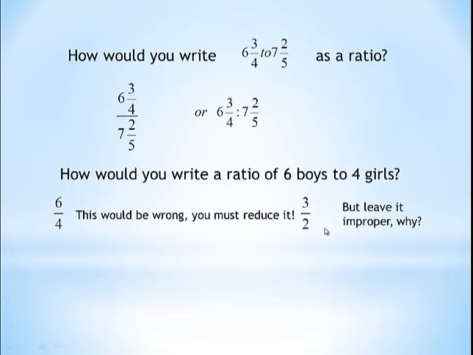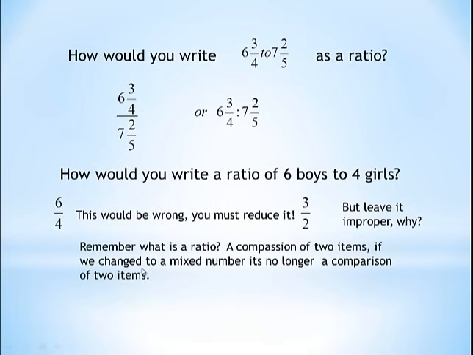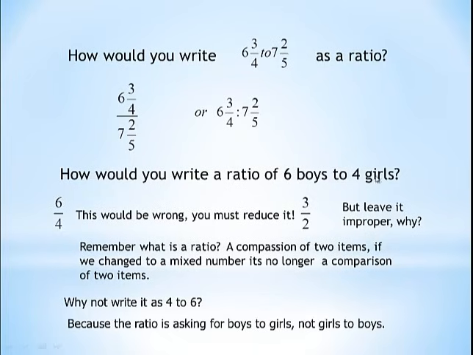Now, I would leave it as 3 over 2, but why? Why do I leave it improper? Because a ratio is a comparison of two items. If I change that to 1 1/2, I'm not comparing two items anymore. So it needs to be left as 3 over 2. How come I didn't write it as 4 over 6? Because it said in the problem, boys to girls, not girls to boys.